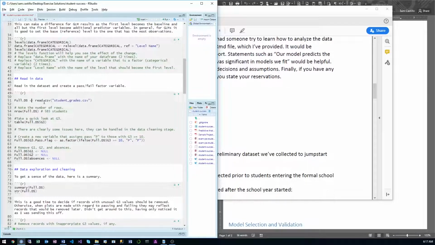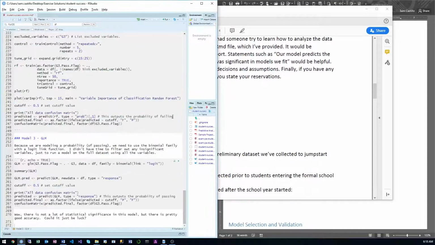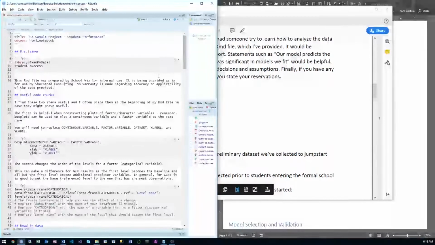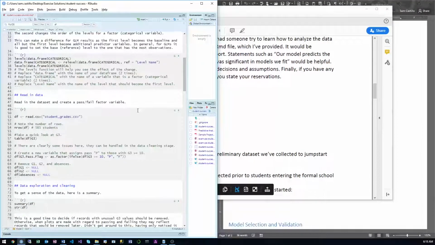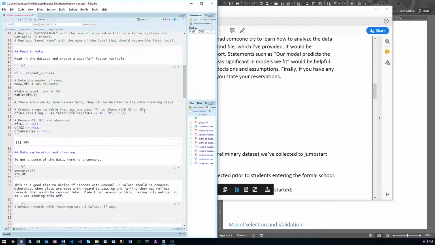So I'm going to press Control F and then copy and replace this with just df, which I think of as data frame, which is just very easy to type because the D and F are right next to each other on the keyboard. Now I don't actually read the data because it's already in the R library, so I'm just going to call that student success. And then I can see that there are 585 observations.